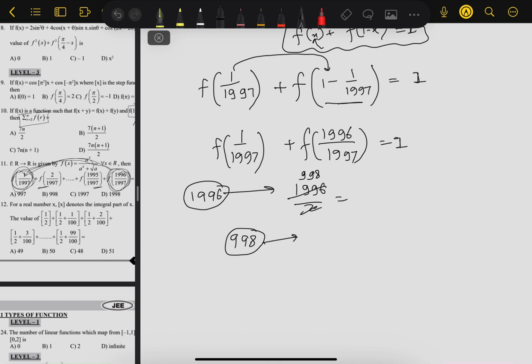These pairs will give 1 plus 1, 1 like this. Each pair will give 1. So we will have 1 into 998, that is the answer. This is the answer. I think B1 is the correct option.